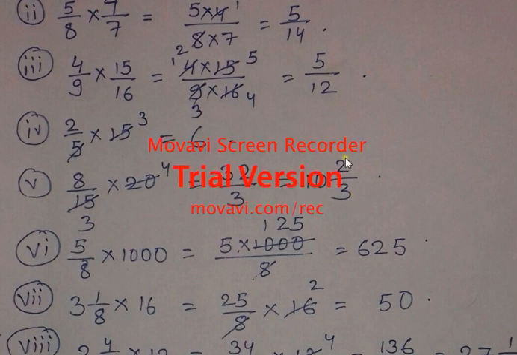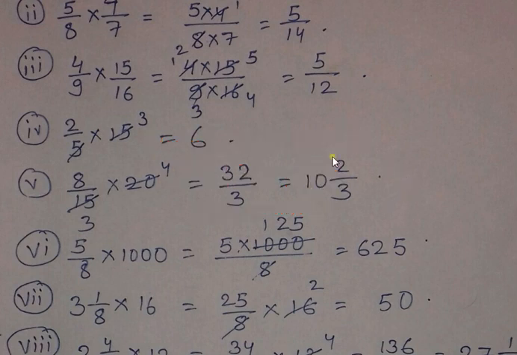That is 10 threes are 30 and 2, 32. Or you can simply divide 32 by 3. You will get quotient as 10, remainder 2, and divisor 3. So when you are writing in mixed fraction, you write quotient, remainder by divisor.